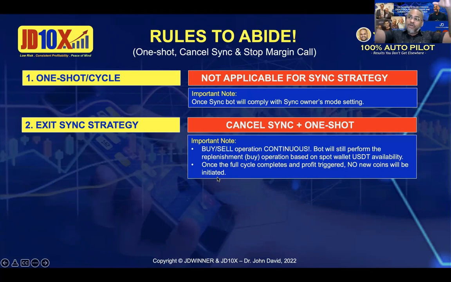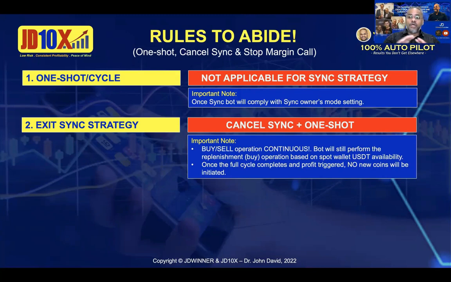So if you look into your sync strategy, let's say you are now in the 13th margin call, I'm referring to JDWINNER, or if you are in JD10X, you are probably at 20 margin calls, and now you cancel the sync and put to one shot. The moment you cancel, you think the bot is going to immediately close your trade. It doesn't happen that way, because the bot will never close your trade when you are in floating losses. So the bot will wait until the full cycle, which means 13, 12, 11, all the way to call number 1. That is called the full cycle complete. Profit is triggered, then the bot will no longer open any coins.